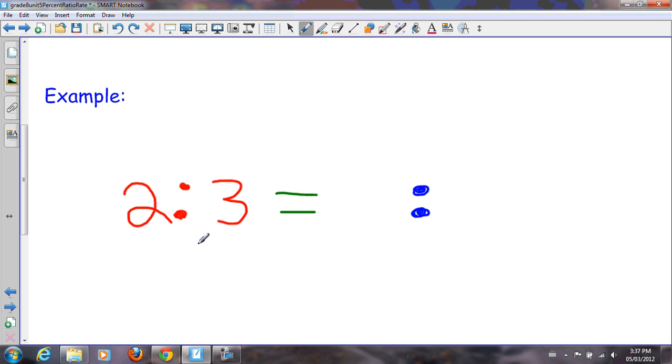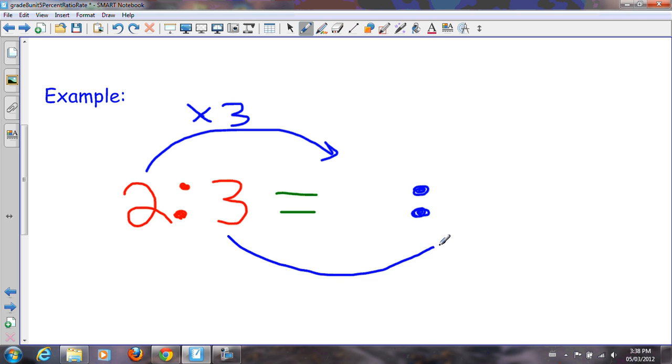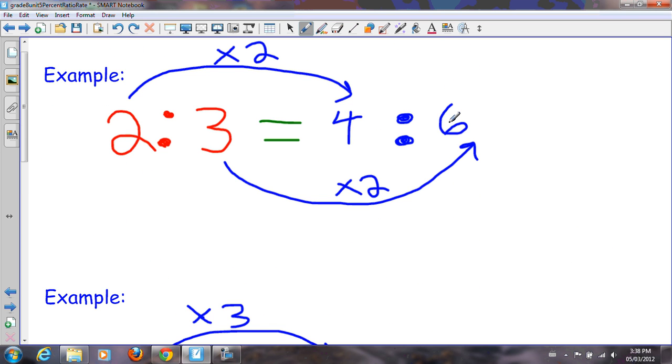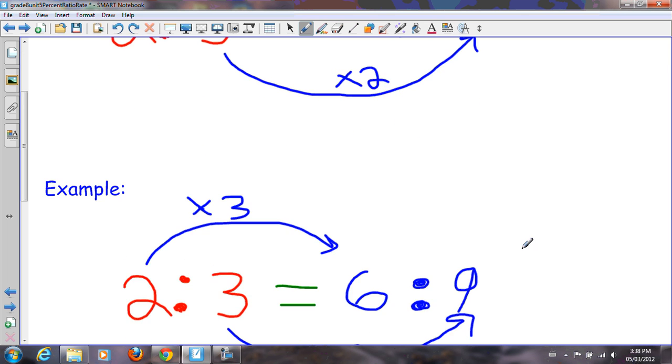Another example, I could go ahead and multiply this side by 3. But of course, if I do that to this side, I must do it to the other side. So 2 times 3 will give me 6, and 3 times 3 will give me 9. So that's another equivalent ratio. So it's even the same as this one here in terms of equivalent ratios.